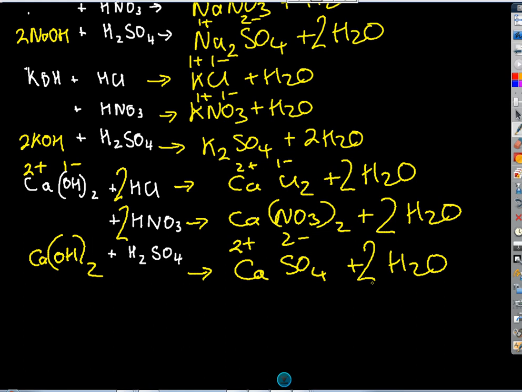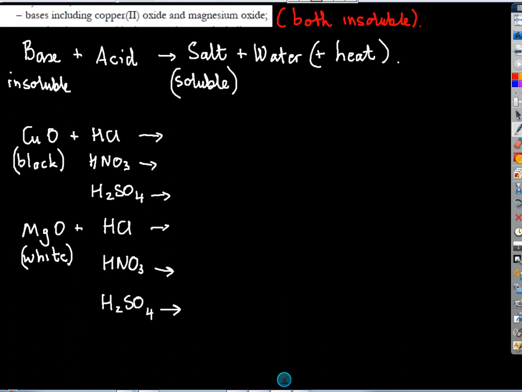You saw the videos. We're going to move on now to the reactions of a base, an insoluble base this time, with an acid. So we're going to look at copper oxide, and I don't think I have magnesium oxide, but it's a similar sort of idea. The only difference is that with the salt in magnesium oxide it's colorless, whereas the salt in copper oxide is a blue color, and you'll see that in a second.